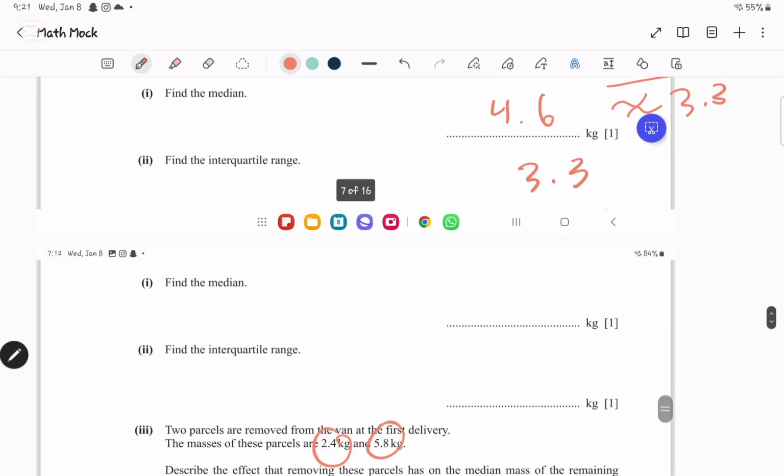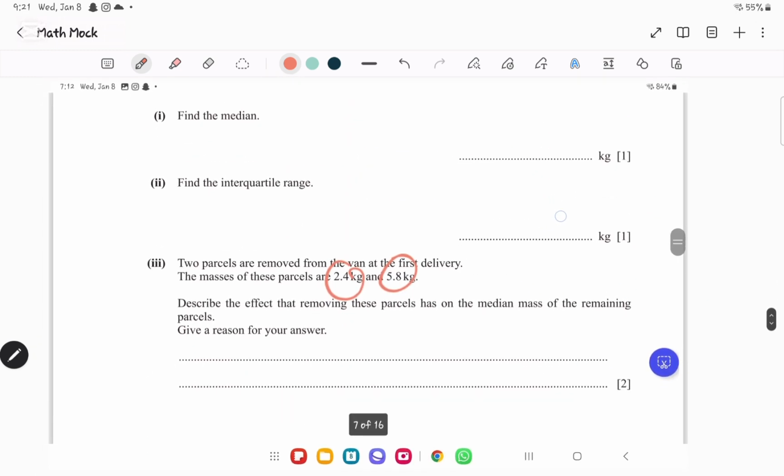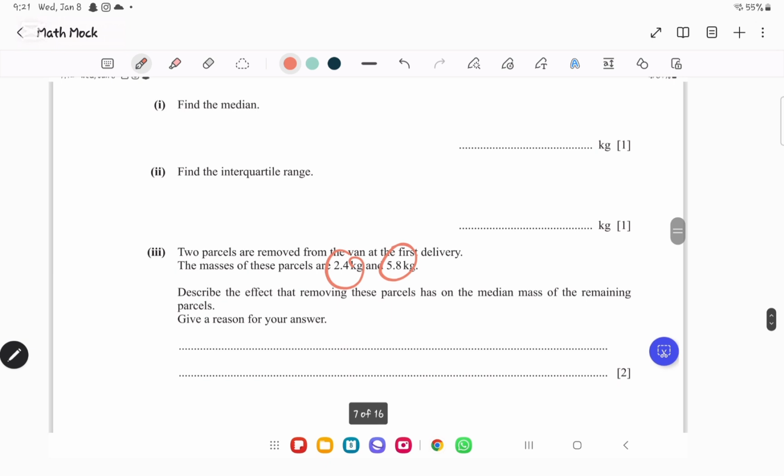Okay? Since one is below the median and one is above the median, they won't affect it. If one of them were the median, it would affect the median. If it's not the median, it's not going to affect the median. So what you can write here is that the median stays the same because one is above the median and one is below the median.